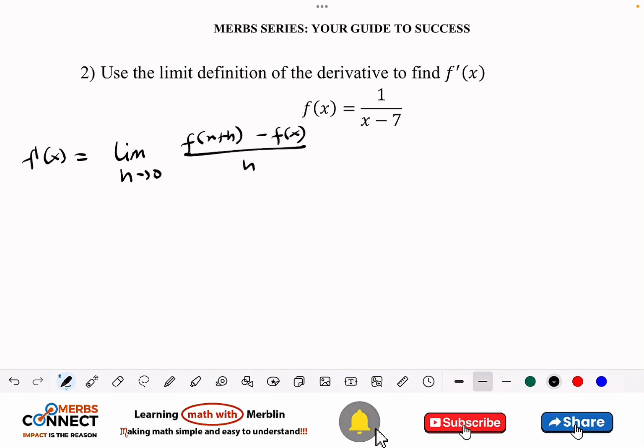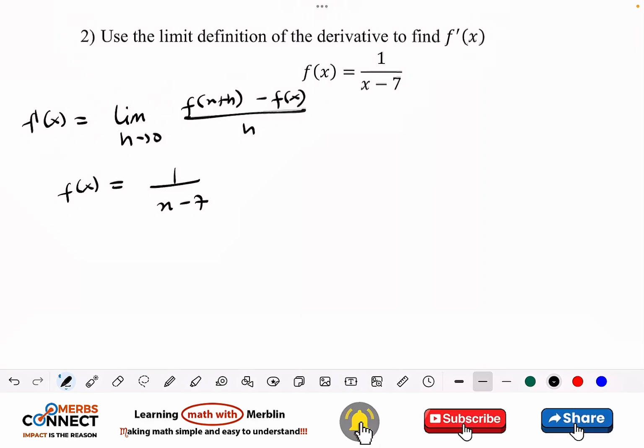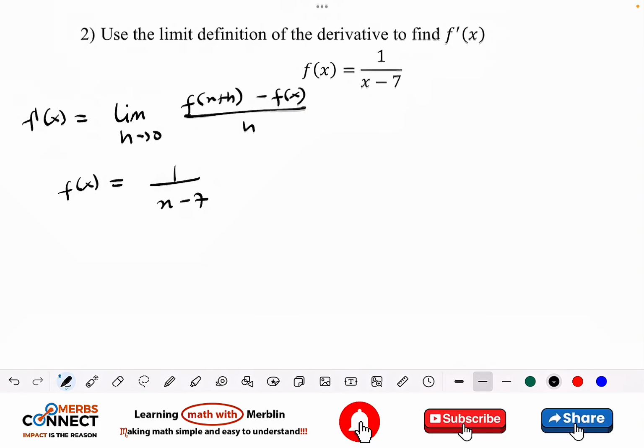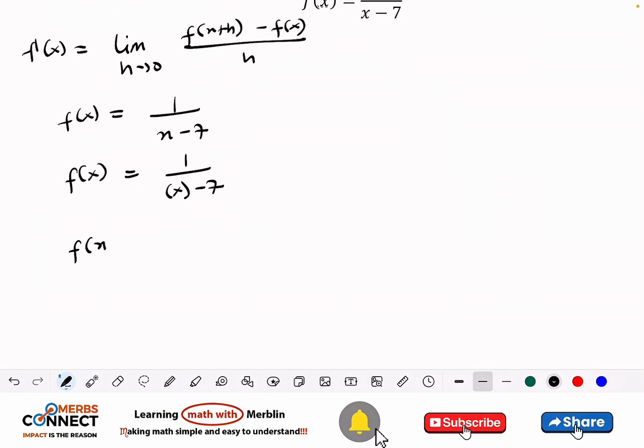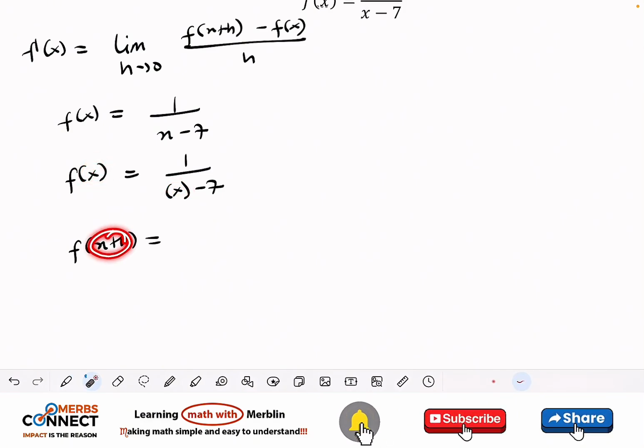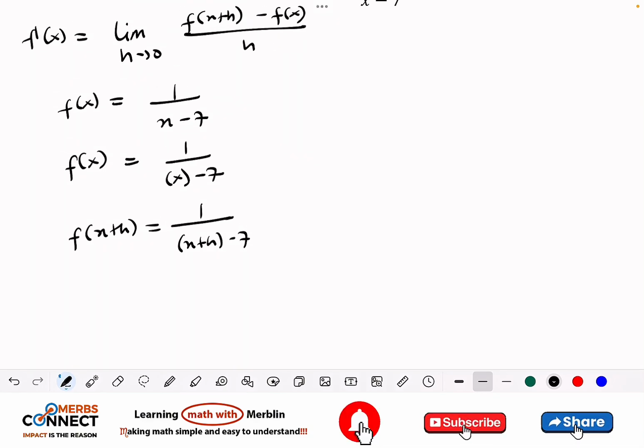Now we have f of x equal to 1 divided by x minus 7. As I said, for you to find f of x plus h, if you are not good at it, make sure that since this x is in parentheses, you put all the x's in parentheses. So this is going to be 1 divided by, put my x in parentheses, minus 7. This helps me to find f of x plus h. I change the x in the parentheses to x plus h. So now I have 1 divided by x plus h minus 7. This is very nice.